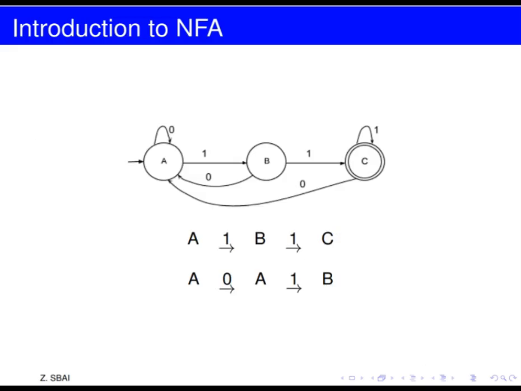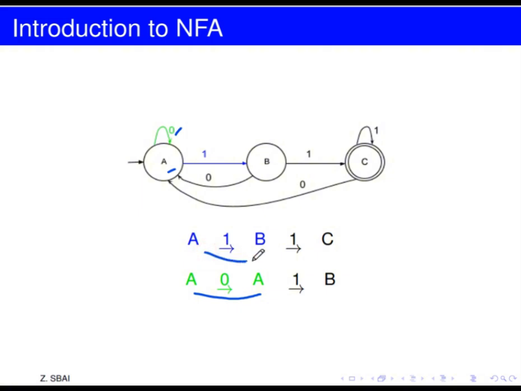Remember this example of finite automaton, which recognizes strings that end in 1, 1. For this automaton, it's clear that if the machine reads at the beginning the digit 1, it will move from the state A to the state B. But if it reads the digit 0, it will stay at the same state A. For this, we say that we have only one way from the state A with the symbol 0.